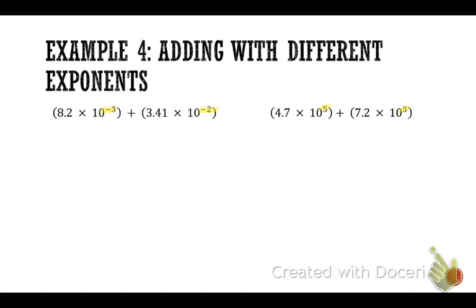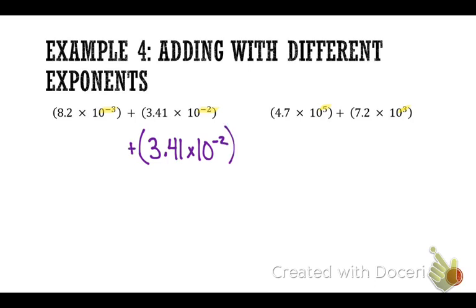Which one did we say was smaller, -3 or -2? Which one is smaller? -3 is smaller. It's farther from 0. So this is the one we need to change. The other one that has the larger exponent stays exactly the same. All right, so I'm just going to rewrite it: 3.41 times 10 to the -2nd power. I rewrite the one with the larger exponent.